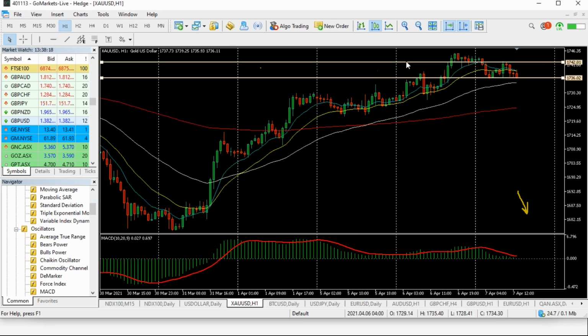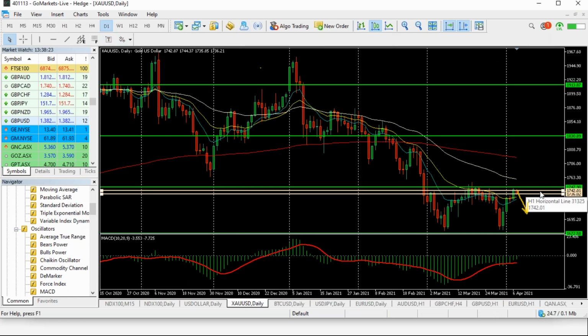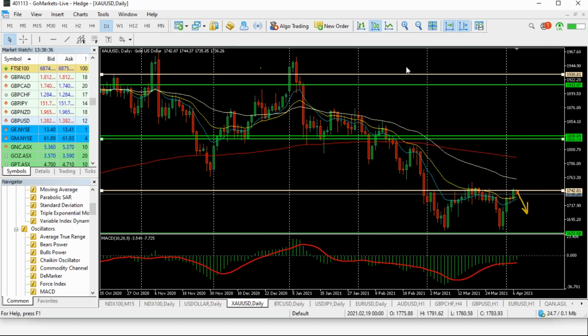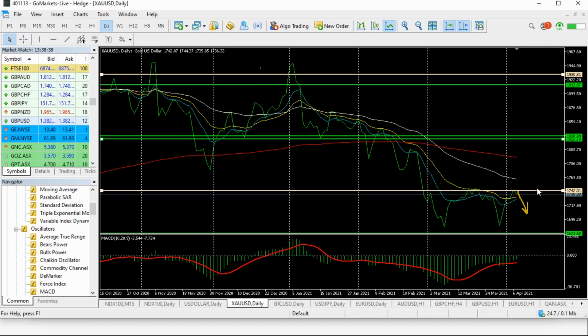Let's just get rid of some of these lines. Get rid of that one and that one. We'll call that our key level. This is what we're looking for: a bounce off this level.